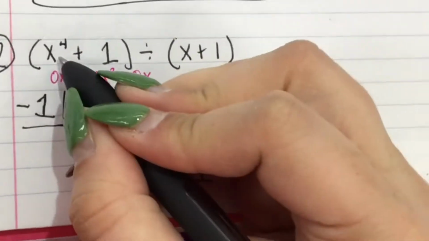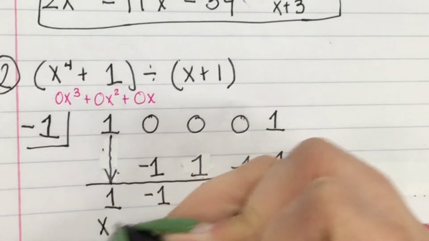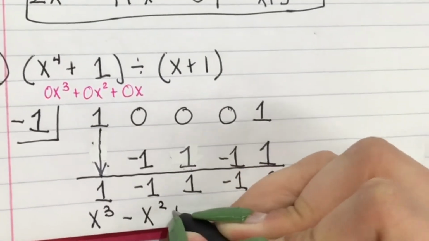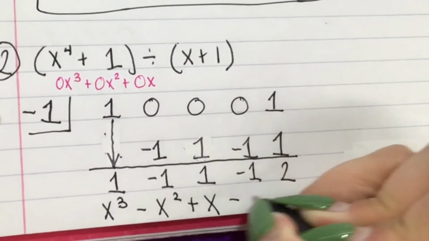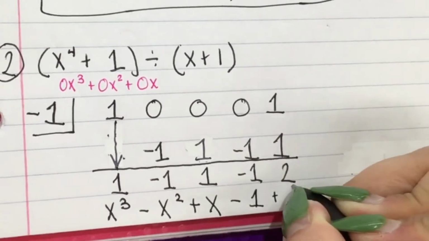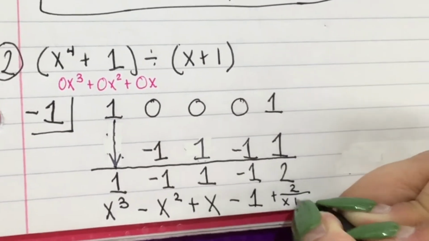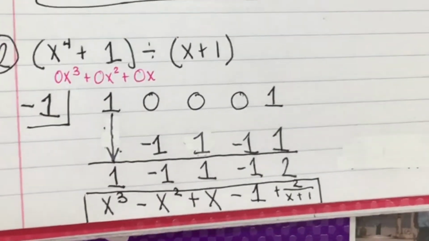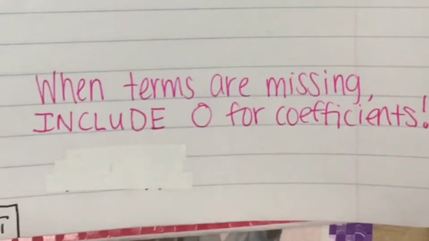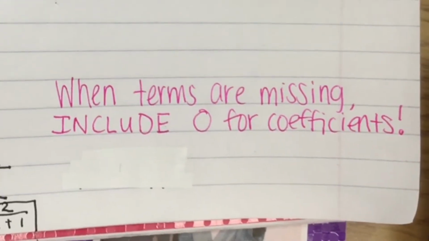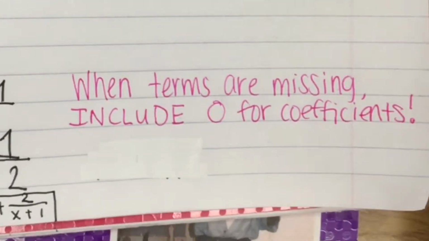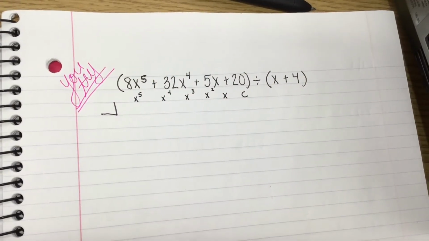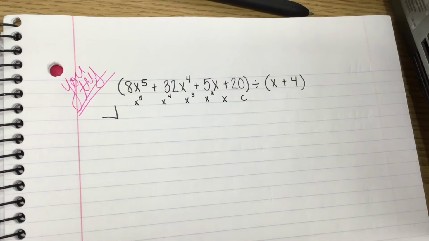All right, so we have to start with one degree less than what we started with. So 1x cubed minus 1x squared plus 1x minus 1. And then at the end, remember, the remainder goes on top of the divisor as a fraction added on to the end of that fake polynomial. So again, we can't forget here that when you're missing terms, you still need to include those zeros for the coefficients.